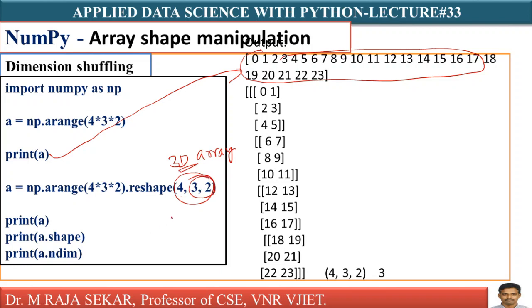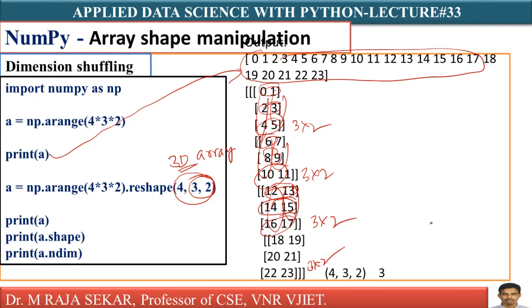4 into 3 into 2 means 24. I need 24 elements. Yes, with those 24 elements, I can construct 4 matrices. Each matrix size is 3 by 2. Just see, first row, second row, third row; first column, second column. This is 3 by 2. Again this one also, first row, second row, third row, and first column, second column. This is also 3 by 2. Again, 3 rows, 2 columns, again 3 by 2. How many such 3 by 2 matrices are there? There are four 3 by 2 matrices.